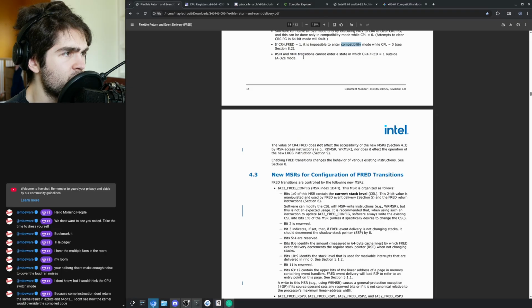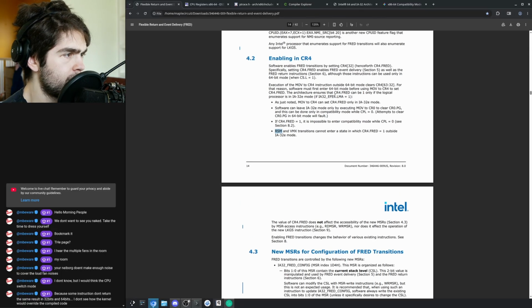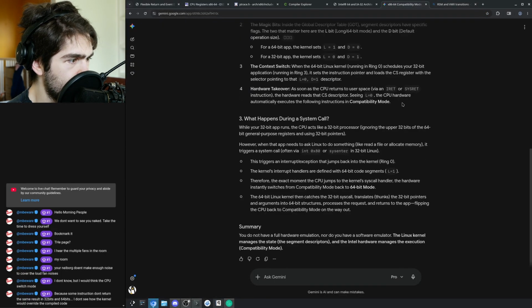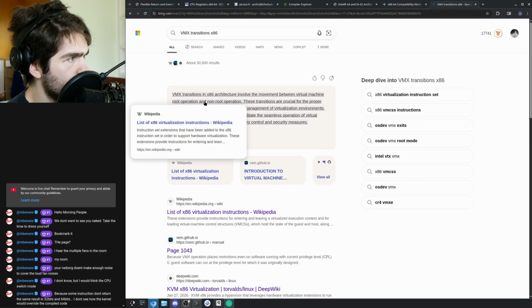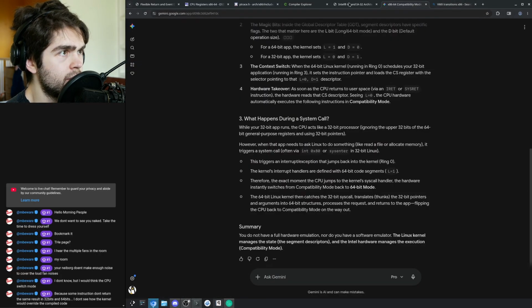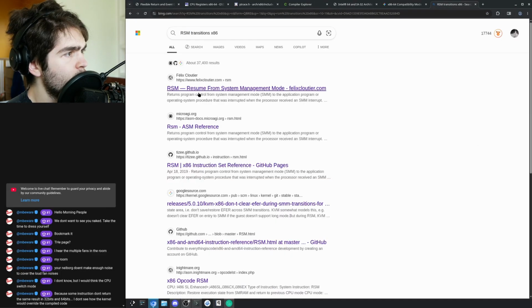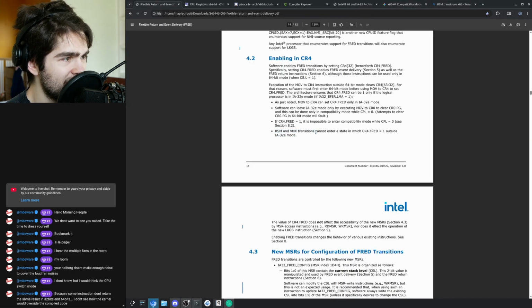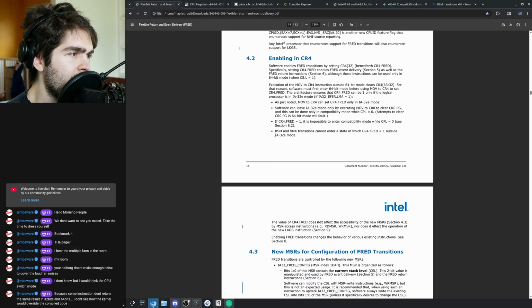RSM and VMX transition. I have no clue what they mean by that. Or maybe they talk about it here. No, they don't. Okay, cool. Virtualization. And for the other one, RSM, resume from system management mode. Okay, sounds important. It is. Cannot enter a state in which CR4.THREAD equals 1 while outside. What? Let's read that again. RSM and VMX transition cannot enter a state in which CR4.THREAD equals 1 outside of IA32E mode.